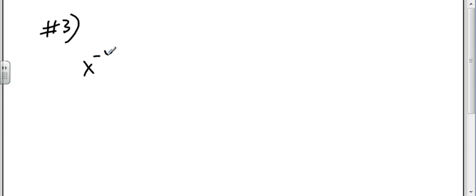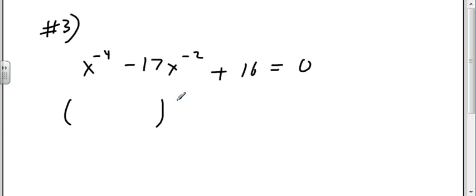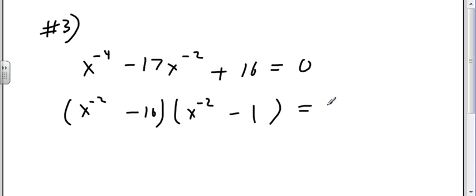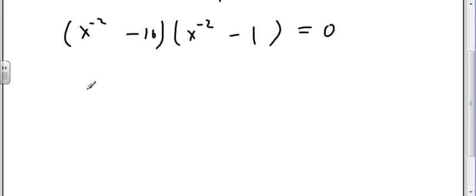x to the minus 4th minus 17x to the minus 2 plus 16 is equal to 0. Oh, well, that factors. (x to the minus 2 minus 16)(x to the minus 2 minus 1). Right, so that factored. And then I could say, well, that being the case, x to the minus 2 minus 16 could be 0. x to the minus 2 could be 16.